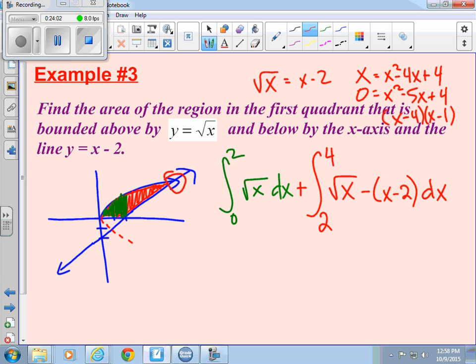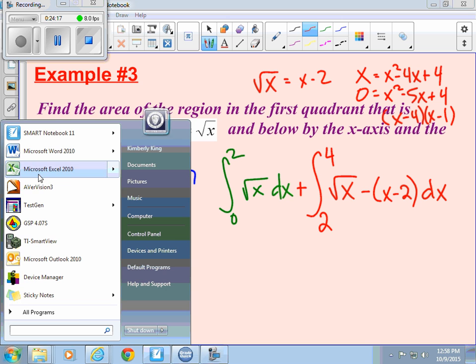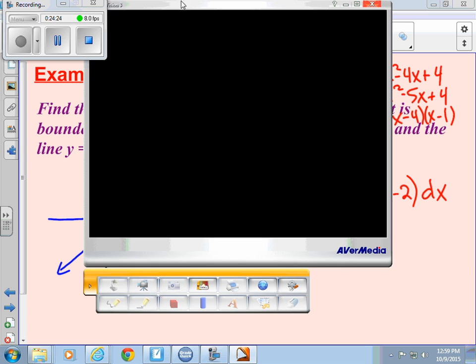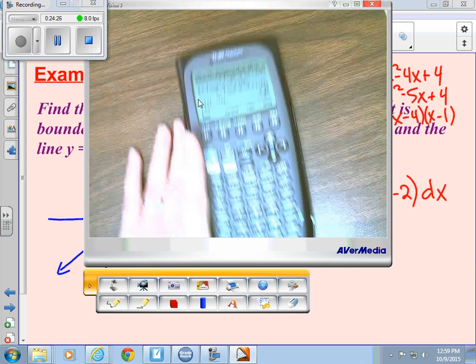I like my normal calculators. You can use your normal calculator. Yes, you'll give me one. You did not need it yesterday on the test.